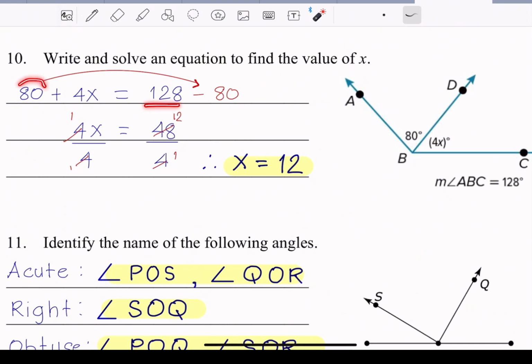Then again, look at the constant. Move to the other side. So make it negative. 128 minus 80 gives us 48. Then bring down 4x. We remove 4 because we only need x, and cut it. So do the same on the other side. 48 divided by 4. Got it? And then we have the value of x is equal to 12.